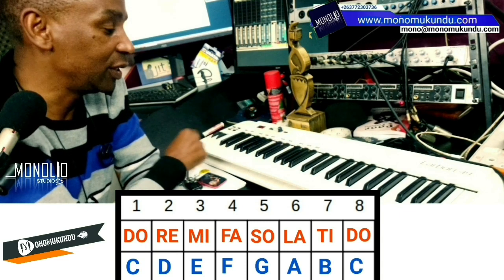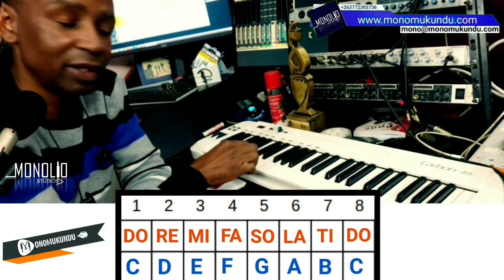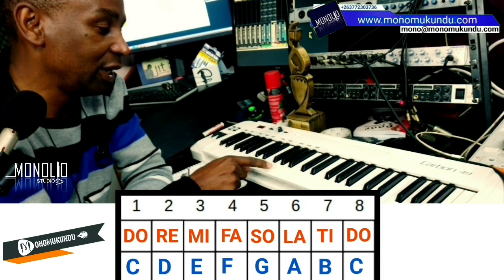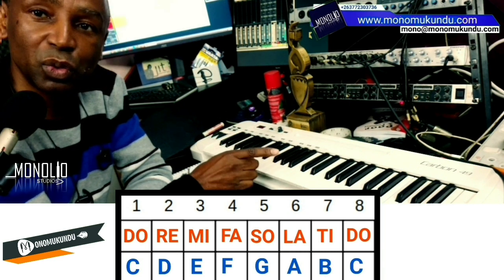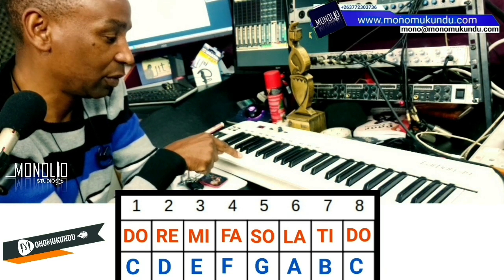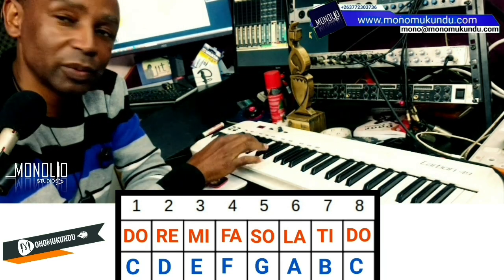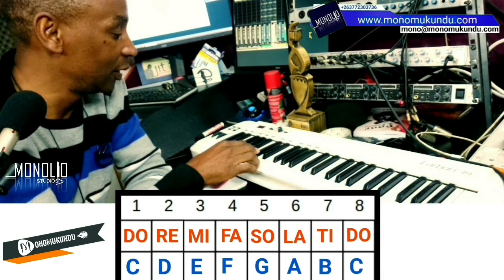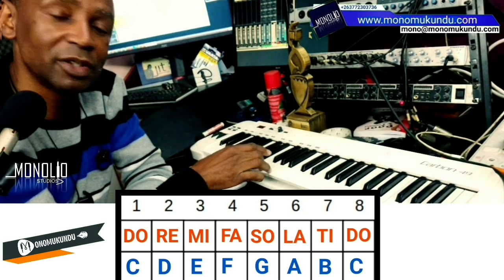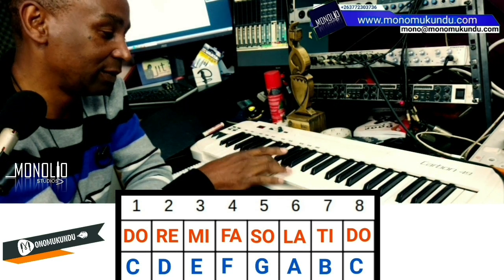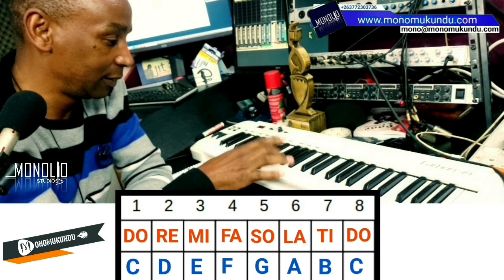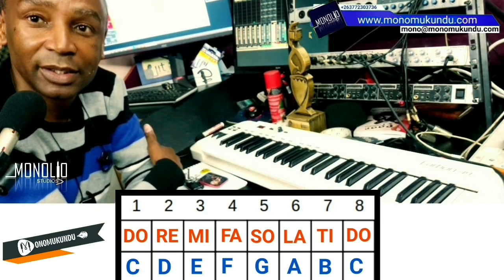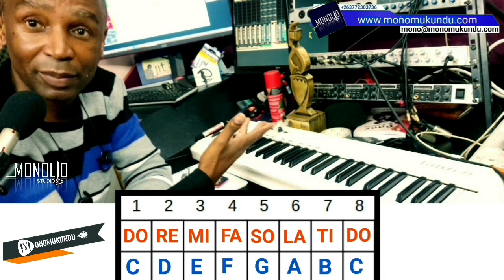What you simply do is, for example, in the key of C, the scale is C, D, E, F, G, A, B, C. You put numbers on those notes. C is 1, D is 2, E is 3, F is 4, G is 5, A is 6, B is 7, and the other C is the 8th one. So that's where you get your numbers from.